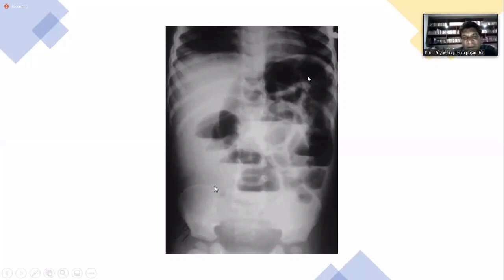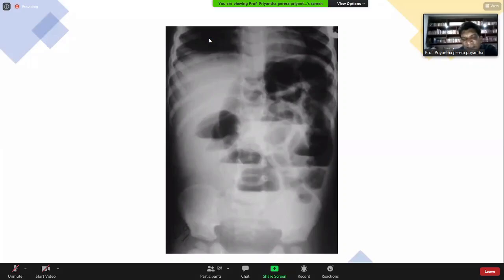And a lot of bowel loops are involved, more likely a distal bowel obstruction, maybe a bit of Hirschsprung disease, right? So it's more like a distal obstruction because the large bowel is also distended, right? If it is small bowel obstruction, the large bowel will not be distended. This is the transverse colon, this is the descending colon, and the characteristic haustrations, right? So that's there. So most likely a distal obstruction.